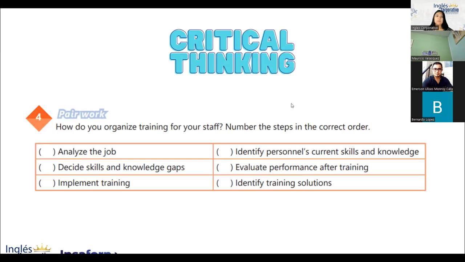Analyze the job. Analizar el trabajo, analizar el puesto de trabajo. Porque si usted no sabe de qué trata el puesto de trabajo, no puede organizar un training. Sería con un propósito no válido. Luego de analizar el trabajo, what you should do is that you are going to identify personnel's current skills and knowledge. You identify personnel's current skills and knowledge.